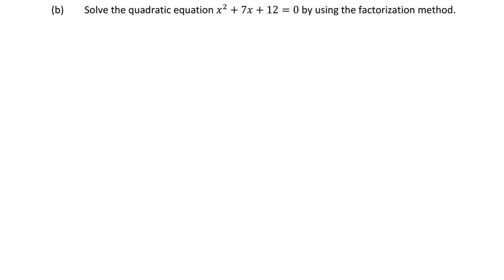Part B of the question, solve the quadratic equation x squared plus 7x plus 12 equals 0 by using the factorization method. Okay, so for this one, first we are going to take the product of the coefficient of x squared and the constant term, which is 1 times 12, which equals 12. And from this product, we are going to find the two factors that can be added to give the coefficient of the middle term, that is 7, in order to split the middle term. Those factors are 3 and 4.